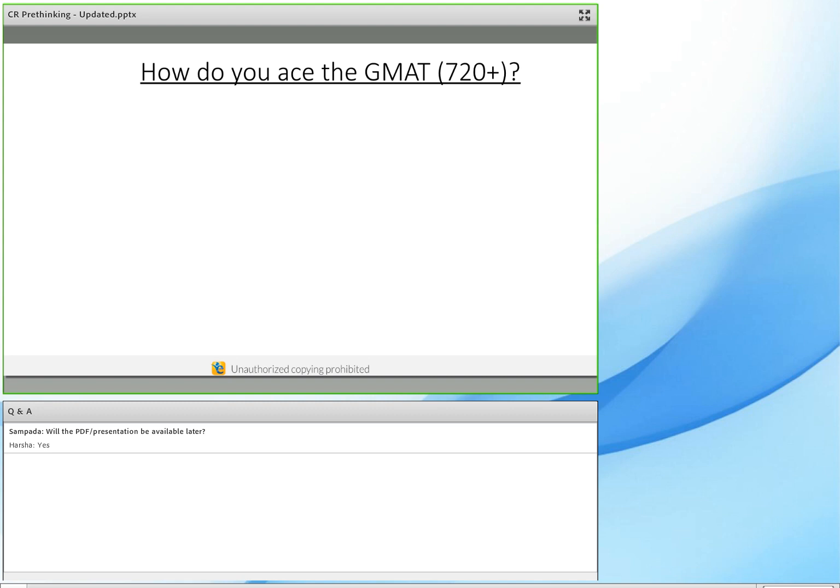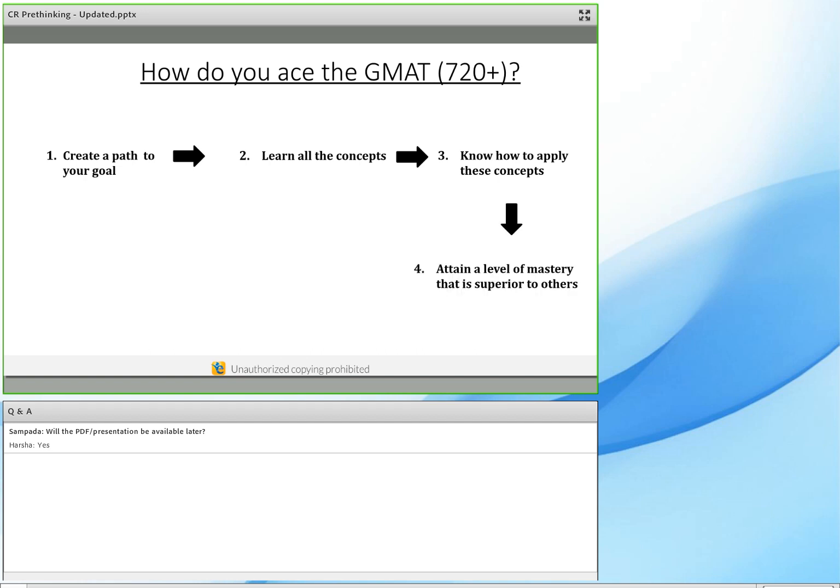Let's talk about how we help you create your study plan. When you think about creating a study plan, if your goal is to get a high GMAT score, any score 700 or above, you've got to do a few things. One is you create a path to your goal. Depending on what your strengths and weaknesses are, you look at those and say, okay, how will I reach my score of 730, 740, or 710, or whatever that score is. Then you can identify areas where you have major gaps, and there you learn the concepts that you need to learn, because these are the areas where you need major investment. But just learning the concepts isn't enough. You also need to know how to apply those concepts, and then get so good at applying them that you attain a level of mastery that gets you to that score of 720.